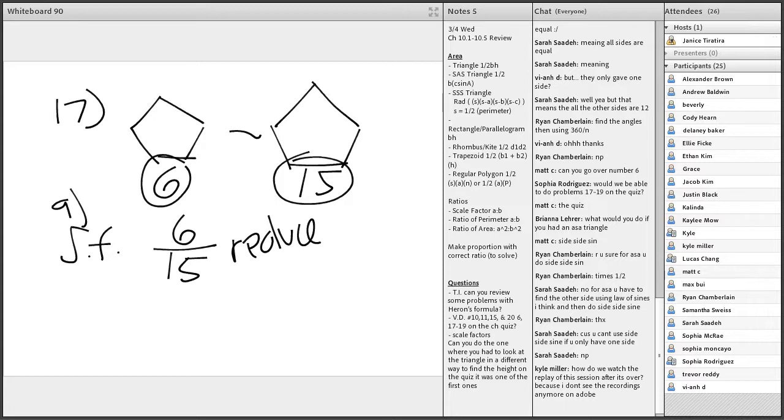You're reducing this fraction. You get 2/5. Final answer, 2/5. It's not wrong, 6/15, but later your answer will be very large. Numbers will be large.